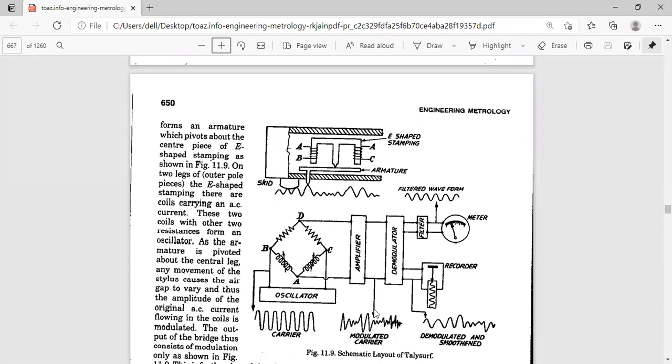You can just observe the difference between the carrier waveform and the modulated carrier waveform. And what is the role of the demodulator? It is to smoothen the waveform. The filtered waveform will be having that one.